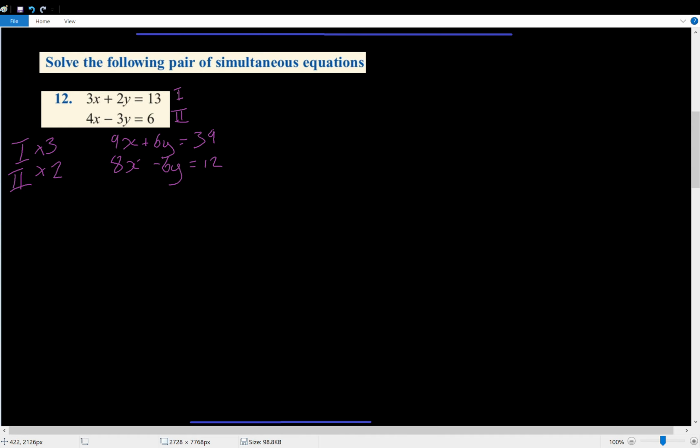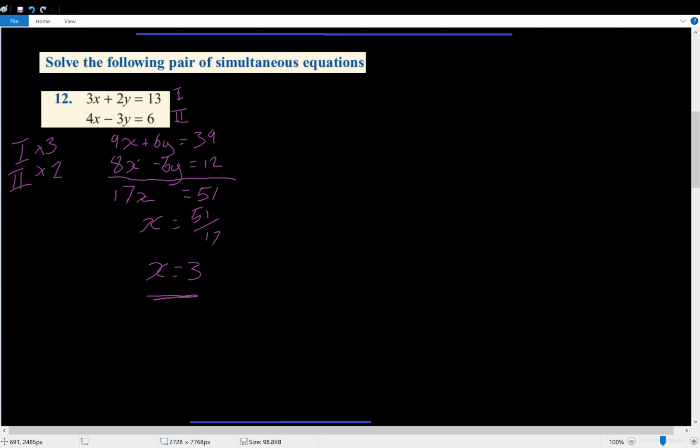Now our next step is to add these down, which will remove one of the variables that have the equal coefficients. So 9x plus 8x is 17x. 6y minus 6y is 0, so we've got rid of our y, and 39 plus 12 is 51. Now what we need to do is solve this equation in order to get a value for our x. So if 17x equals 51, that means x is equal to 51 over 17. So x is going to be equal to 3.